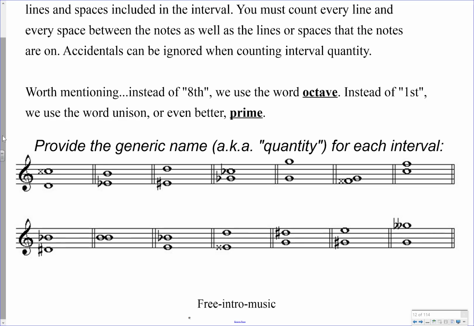So what I'd like you to do now is take a look at all of these examples, treat each one individually. In other words, see the double bar line? And there are 14 examples altogether, all in treble clef. And what I need you to do is provide the generic name or the quantity for each of these intervals. So you're just going to come up with the number and write the number underneath each measure. Good luck, college.